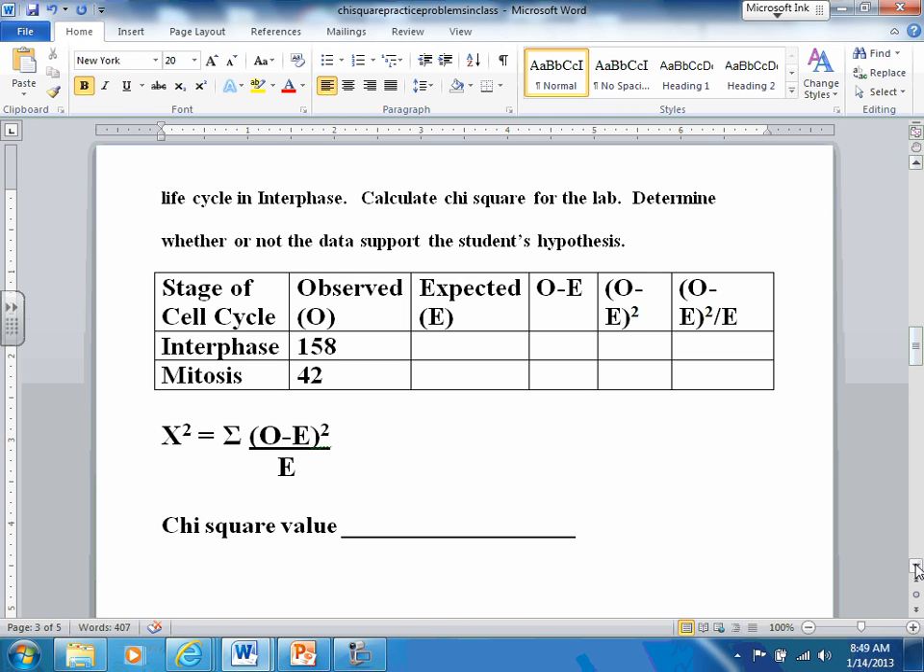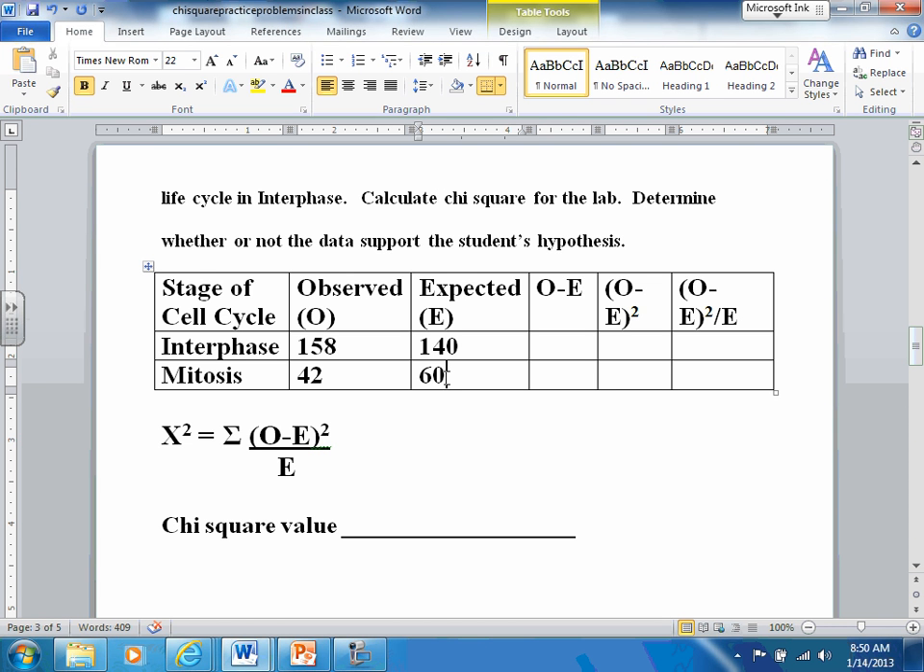When we do that, what is 70% of 200, guys? You don't really need a calculator for that. It's 140. So let's fill in 140 here. If we expect 140 here, how many do we expect there? 60, right?